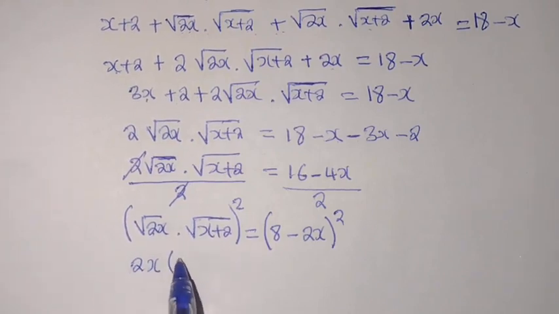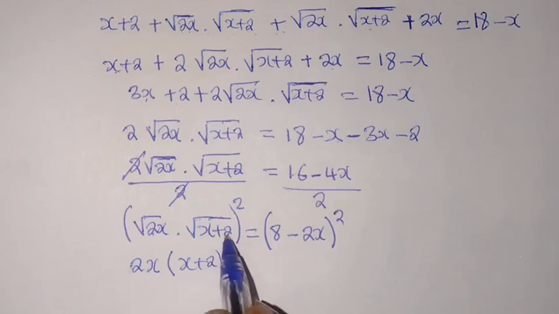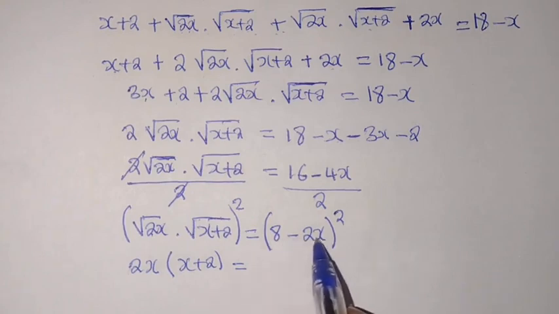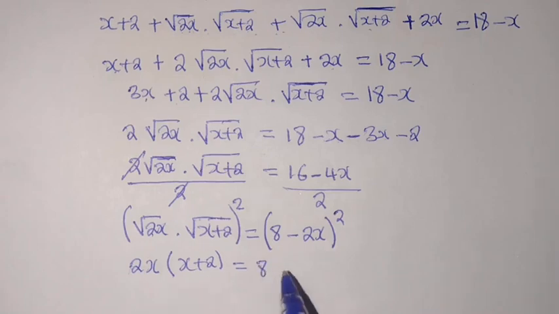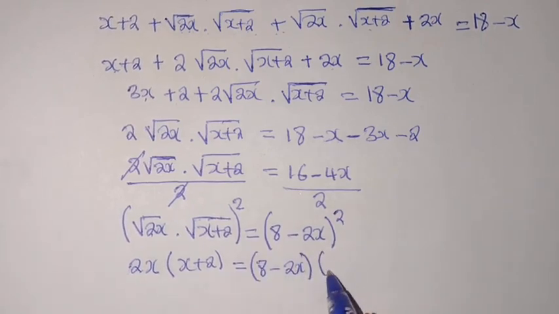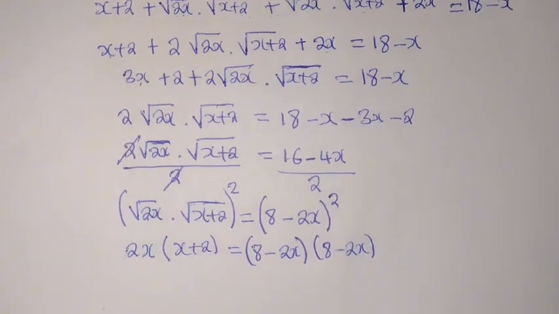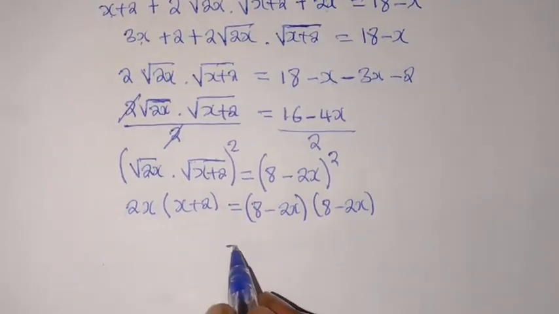You say open bracket x plus 2. This one is equal to, again this one, when it is multiplied by itself twice, because we have something like this, 8 minus 2x, again 8 minus 2x. That's what it means. So let us try to expand.